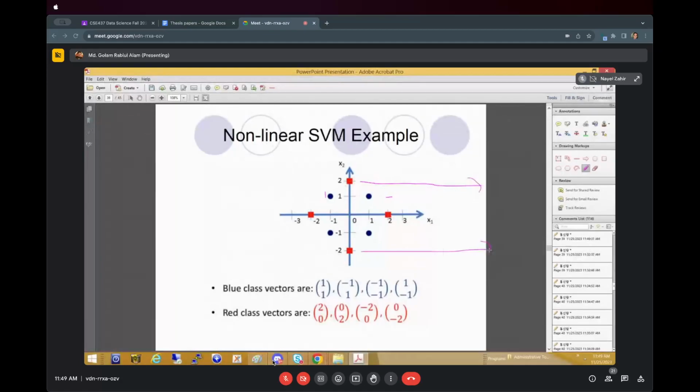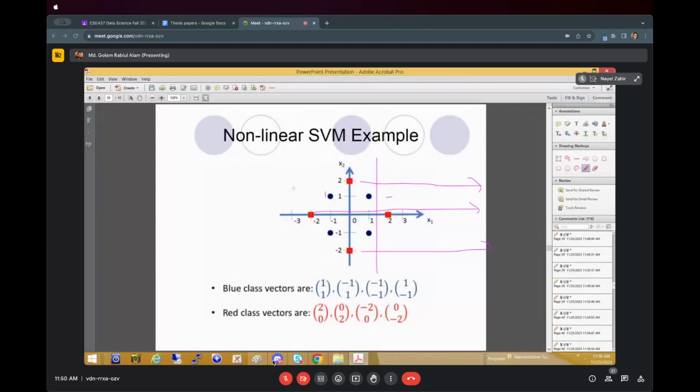Then this one is also in this side. Then we can see if all the red squares we can shift to the right side, and then we can apply maybe a linear separable. Okay, so all the red squares we will find on the right side, and all our blue circles we will get on the same position. Can we think like this about this function?